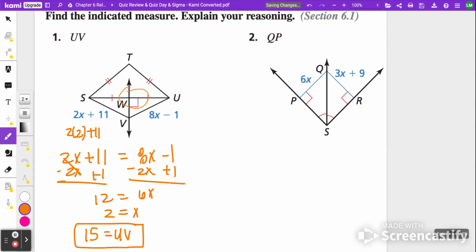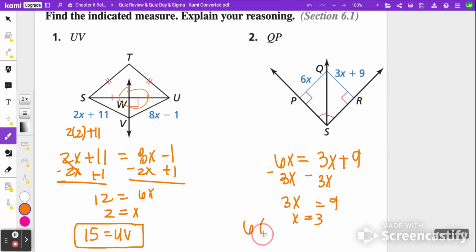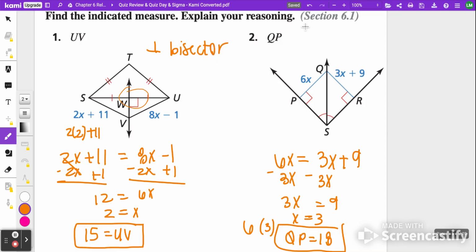Okay. For number 2, it also looks like we are having some bisectors. So we can say that PQ is equal to RQ. So we would just take 6x equals 3x plus 9, minus 3x on both sides. We get 3x equaling 9. X is equal to 3. So if we do 6 times 3, we get 18. So QP is equal to 18. As far as explaining your reasoning, the first one is a perpendicular bisector. And then for this one, we have an angle bisector.